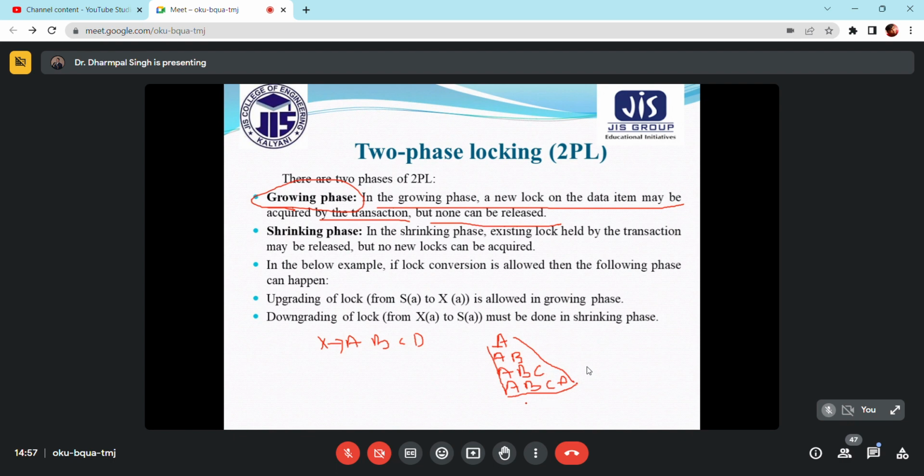Suppose I release the lock on D first. After that, I release the lock on B, and then I release the lock on A. Now you can see it is shrinking. This is the shrinking phase. The growing phase means you first acquire the data items, and none can be released. In the shrinking phase, existing locks held by the transaction may be released, but new locks cannot be acquired, because new locks are acquired only in the growing phase.